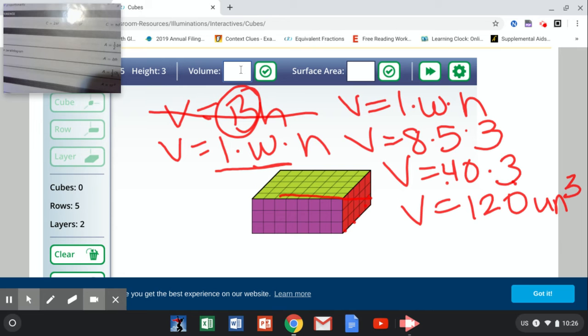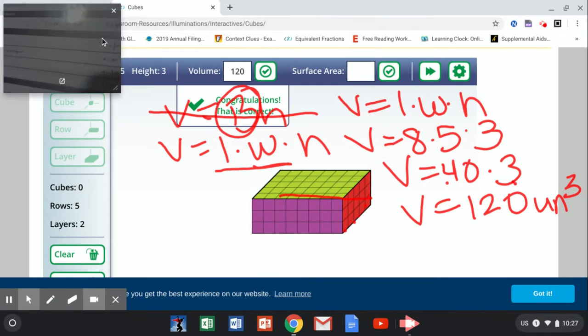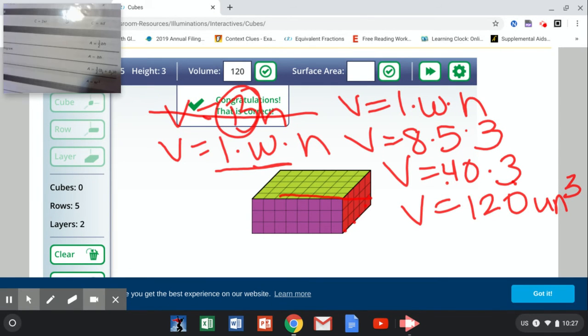And so we're going to check that. 120. And we have that correct. Okay? All right. So that is what I really wanted you to understand about the volume of a rectangular prism.